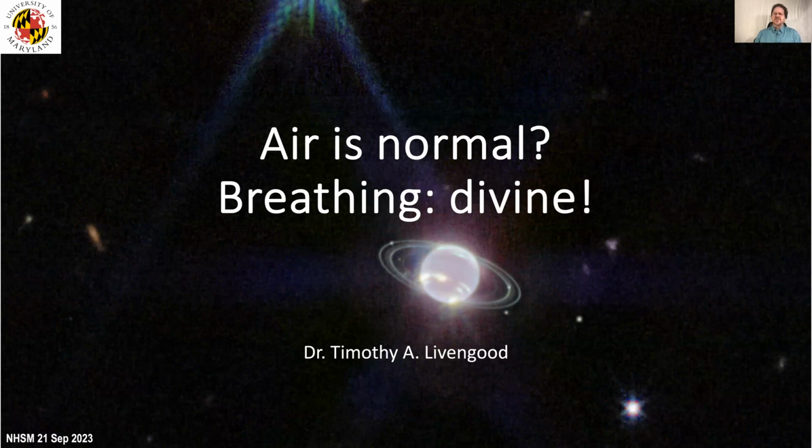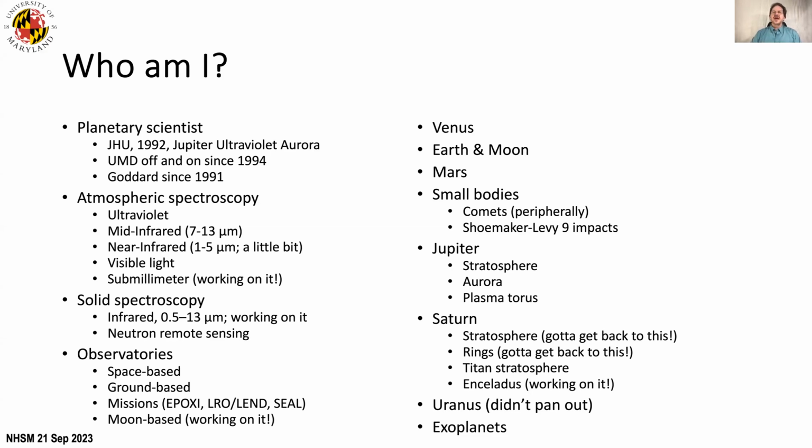I should give you a little bit more about me and why I am the person talking to you about that. Let's see here. Come on, advance the slide. There we go. So who am I and why do I have something to say about this? I'm Tim Livengood. I'm a planetary scientist. I got my doctorate at Johns Hopkins in Baltimore 31 years ago. I've been employed by the University of Maryland and other people since 1994, but I've been working at Goddard since 1991, with all these other people putting their name on my paycheck.